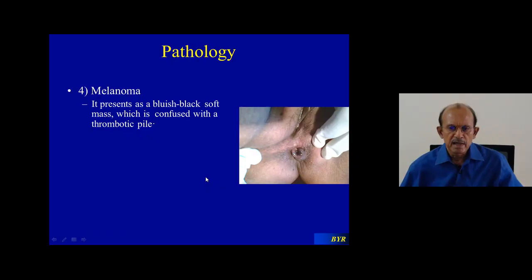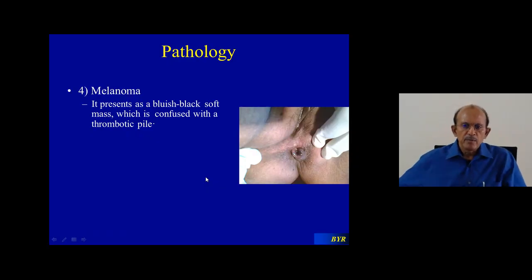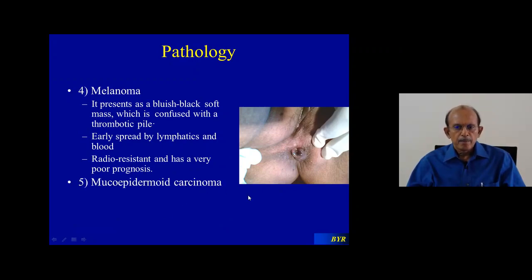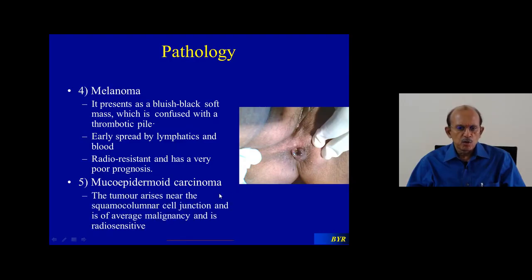So we have seen perianal hematoma where there will be a clot in the perianal region. Similarly, there will be a blackish pigmented nodule in the anal canal. It spreads early by lymphatics and bloodstream. It is radio resistant and has a very poor prognosis. Then mucoepidermoid carcinoma, the tumor arises near the squamo-columnar junction, that is on the dentate line, and is of average malignancy and is radiosensitive.